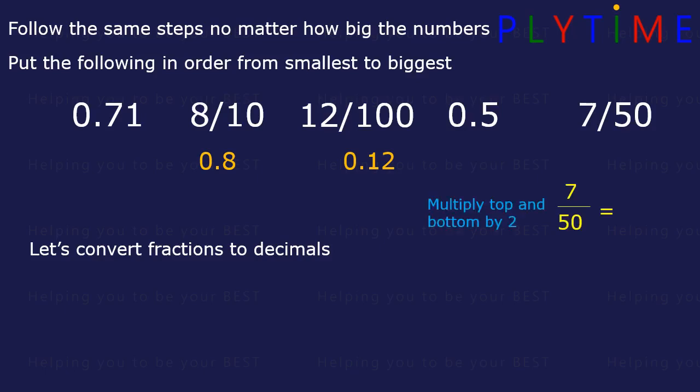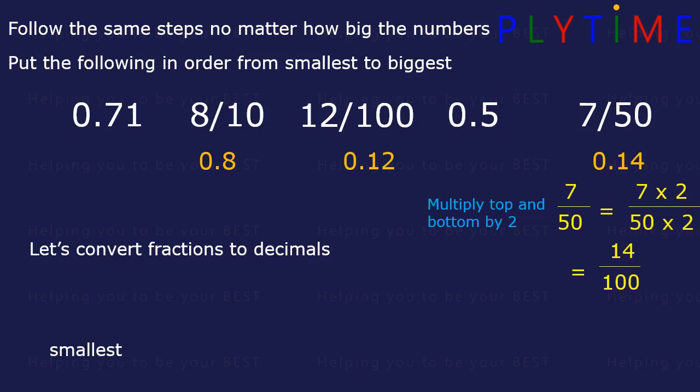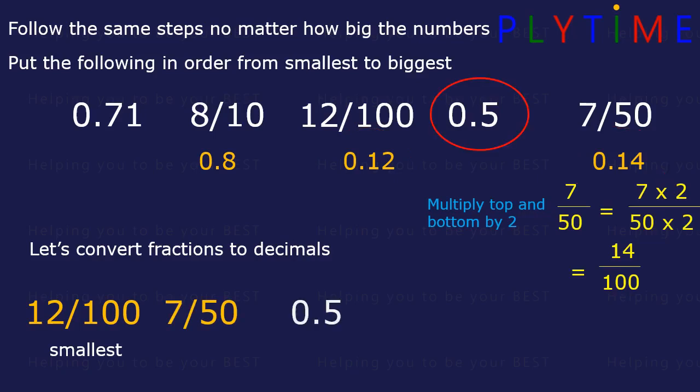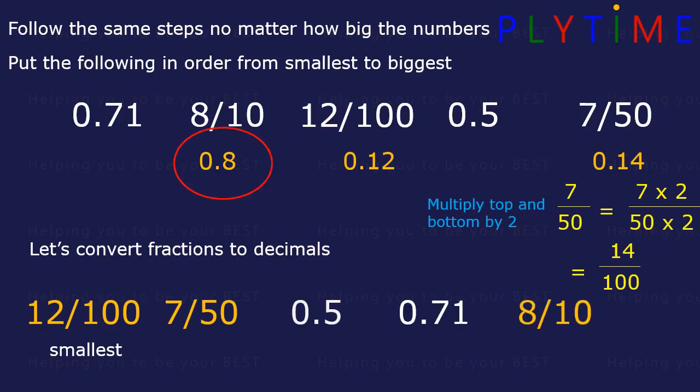To make it into hundredths, we need to multiply the top and the bottom by 2. So 7 times 2 is 14, 50 times 2 is 100. 14 hundredths is 0.14. Now we can compare them. The smallest is 0.12 or 12 hundredths. The next is 0.14, or we write the same number as in the question, 7/50ths. Then we have 0.5, then we have 0.71, and the biggest is 0.8 or 8/10 as we've got in the question.